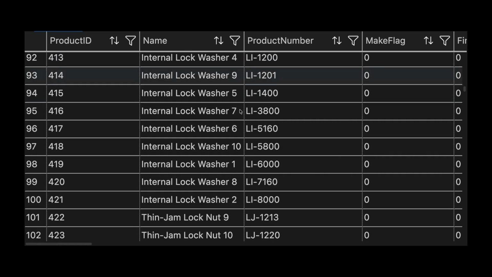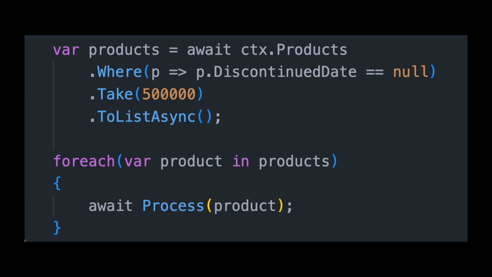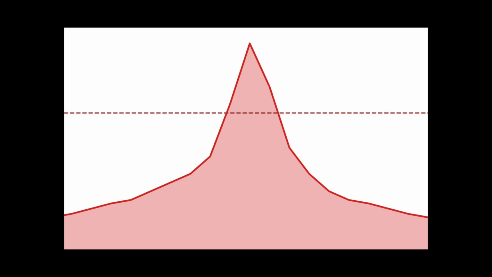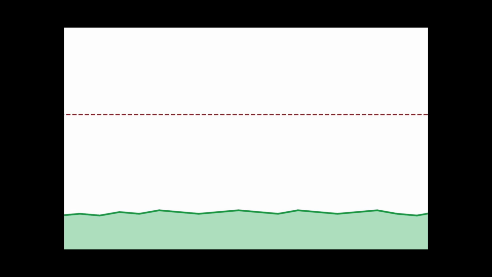Say you need to process 500,000 rows from a database table. If you use a method like ToListAsync, you're telling EF Core to load 500,000 rows right into your app's memory. This can cause a memory spike. The smart move is to stream the data using AsAsyncEnumerable. This way, EF Core processes one row at a time instead of loading everything. Your memory usage stays flat and stable.